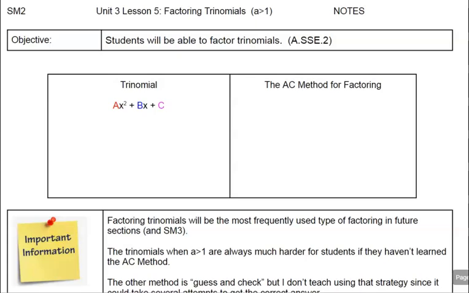Okay, so in this section, we're going to continue factoring trinomials. The only difference is that the leading coefficient a will not be 1. It will be bigger than 1. Positive or negative, doesn't matter, but typically it will be positive, just so you know. And so the same strategy, the AC method, is going to apply.